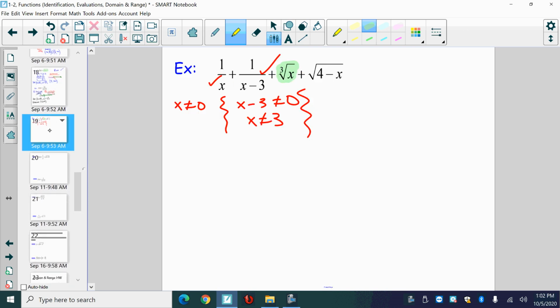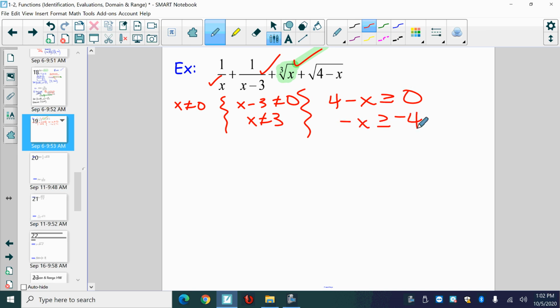This problem right here has no restrictions. I do not have to worry about it. And that brings me to my last one, which is going to be an even root. And that says 4 minus x must be greater than or equal to 0. Why greater than or equal to? Because it's not in the denominator. So if I solve this, I have -x is greater than or equal to -4. When I divide by a negative, you must flip the inequality sign.